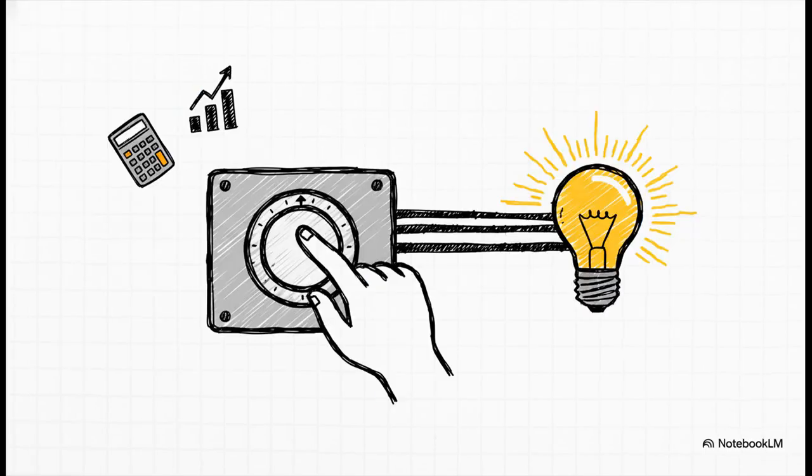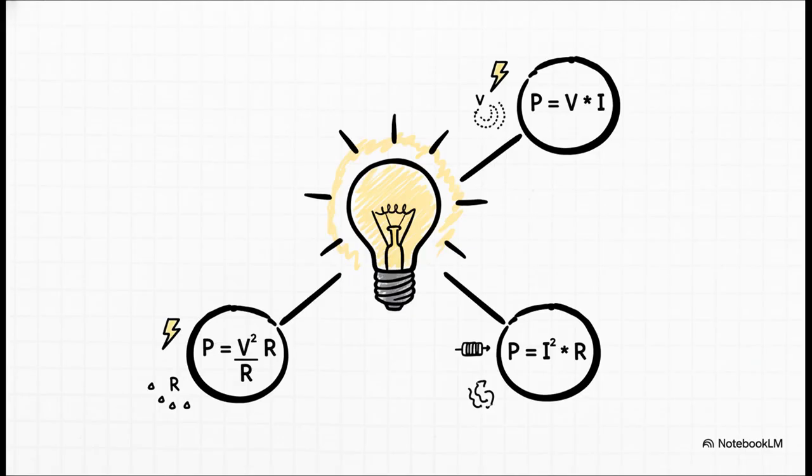Makes sense. So who cares, right? Well, this law is how we control pretty much every electronic device out there. And because it's so useful, we can rearrange it to figure out electrical power in different ways.